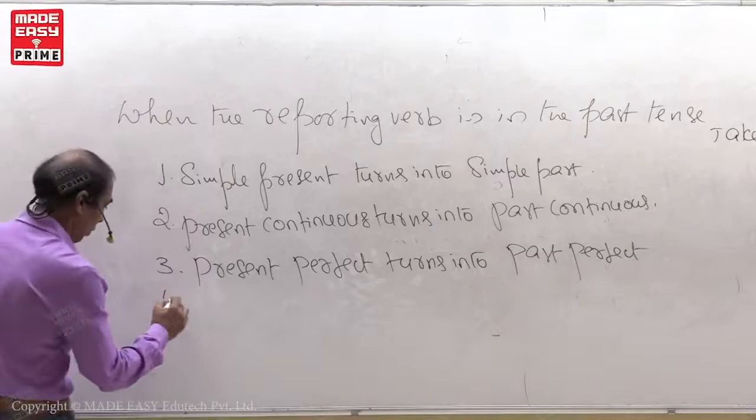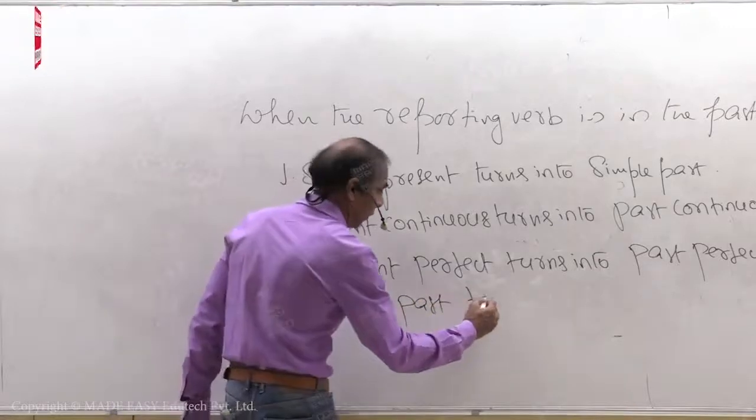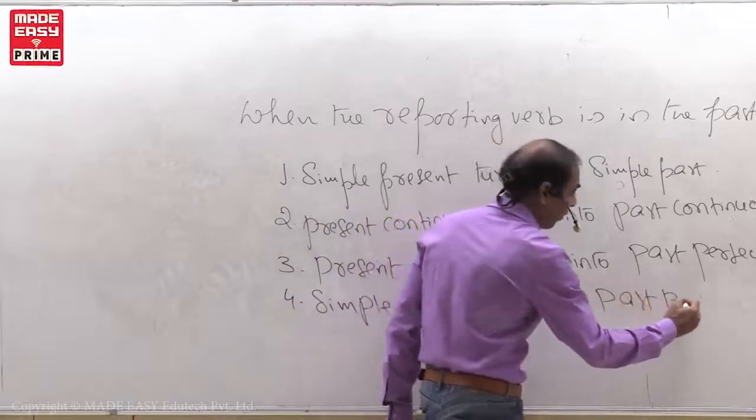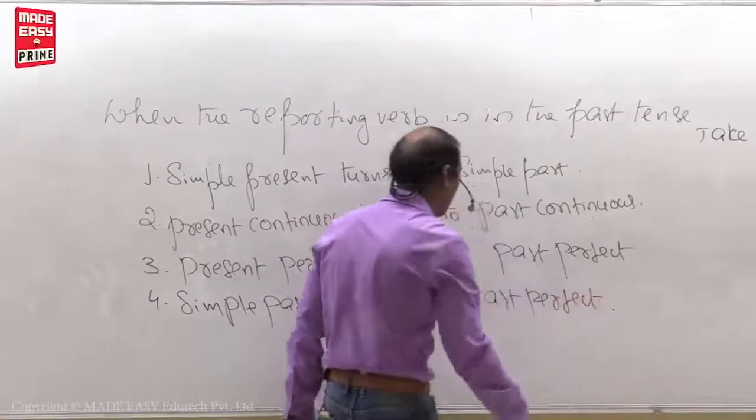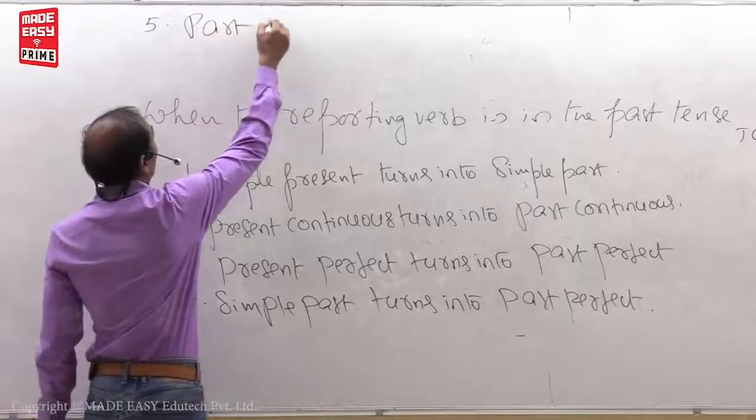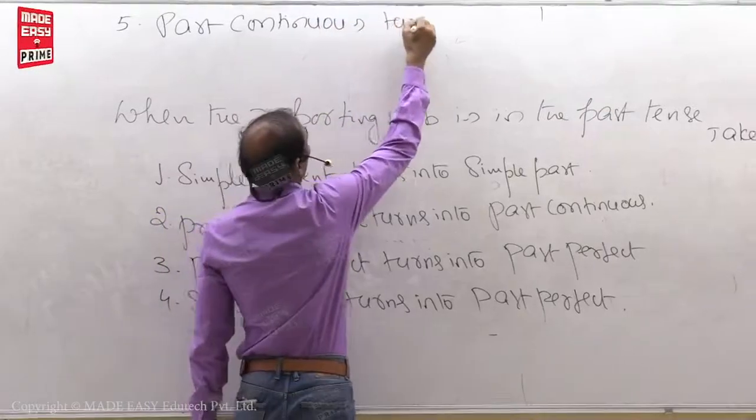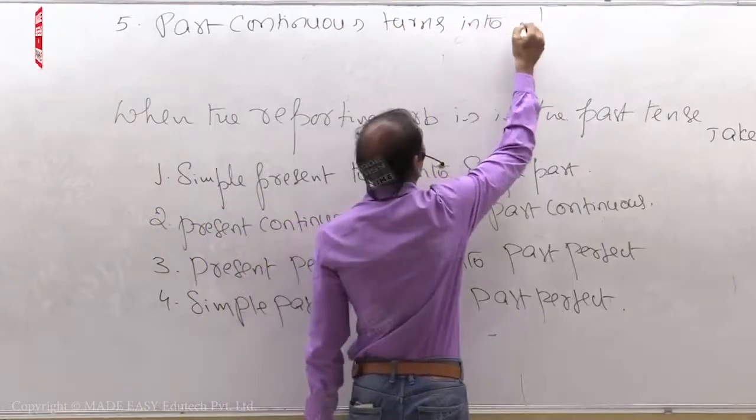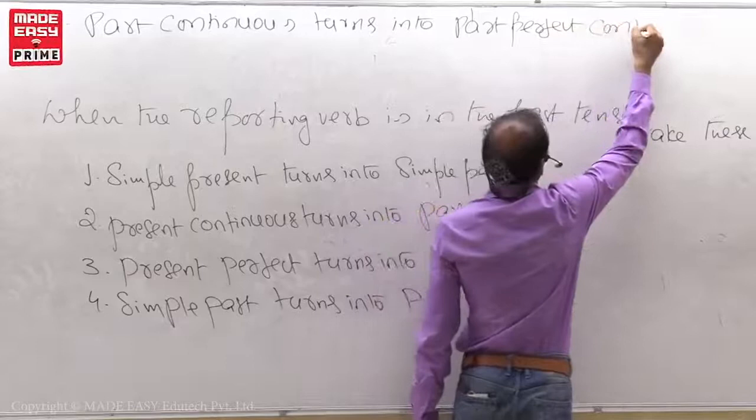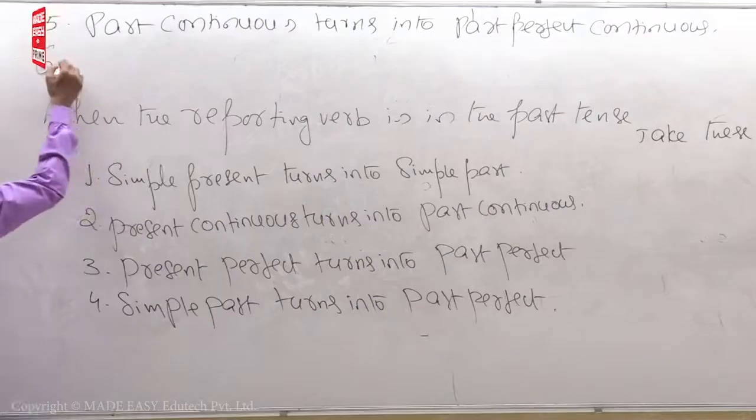Okay? Four, simple past turns into past perfect. Simple past also usually turns into past perfect. Five, past continuous turns into past perfect continuous.